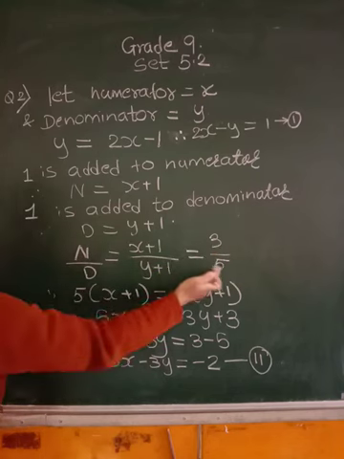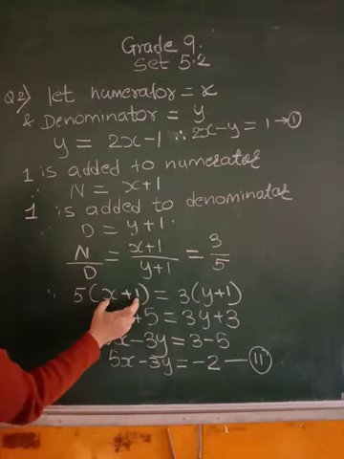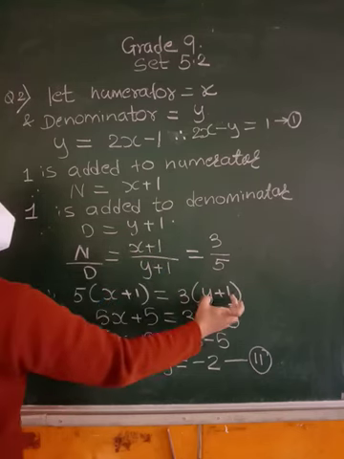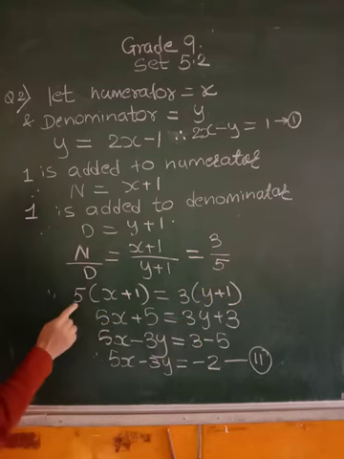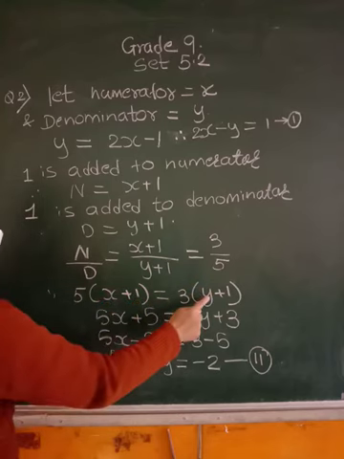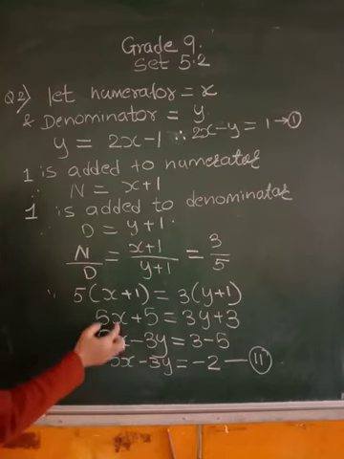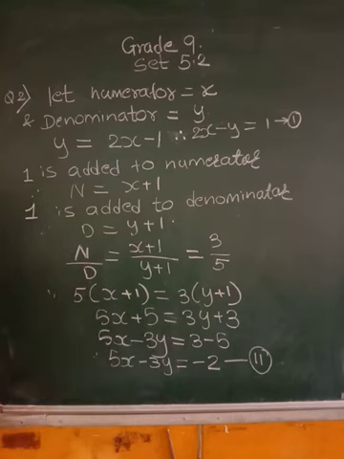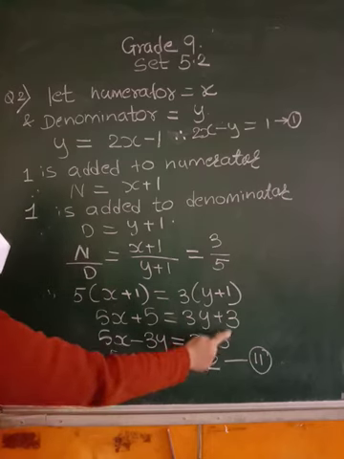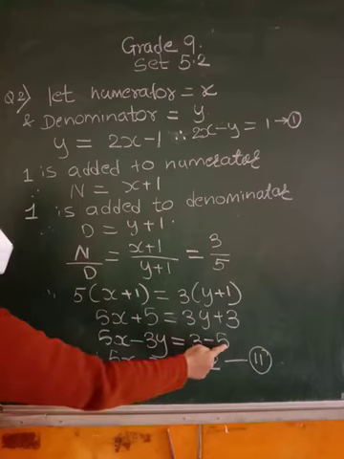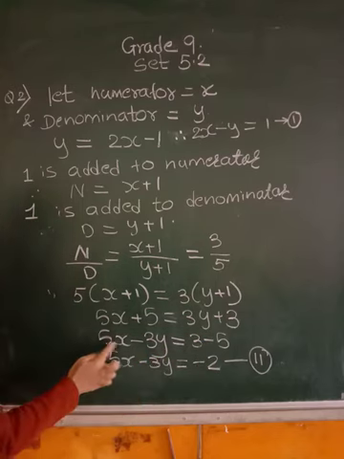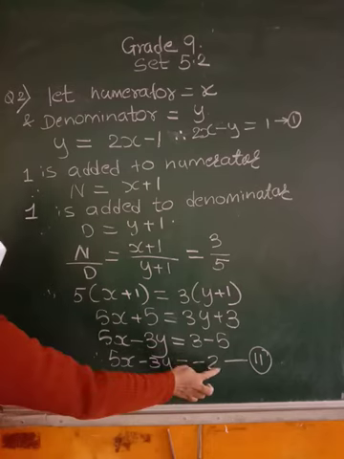Now just cross multiply. 5 will be multiplying with x plus 1 and 3 will be multiplying with y plus 1. If 5 is outside the bracket, both the terms will be multiplied by 5. So you have 5x plus 5 which is equal to 3y plus 3. Now I have taken all the variables on one side. So 3y shifted over here becomes minus 3y. 5 shifted over there becomes minus 5. So 3 minus 5 becomes minus 2 and 5x minus 3y as it is. This is your equation second.